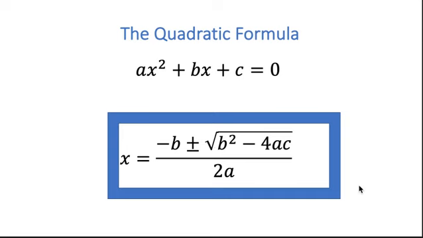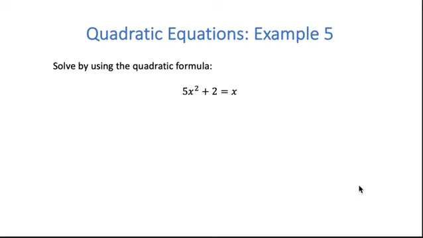All right, let's look at a specific example where we're going to use the quadratic formula. Solve by using the quadratic formula: 5x squared plus 2 is equal to x. First of all, do you notice that's not in standard form? To put it into standard form, we have to set it equal to 0, so we'll subtract x from both sides of the equation.